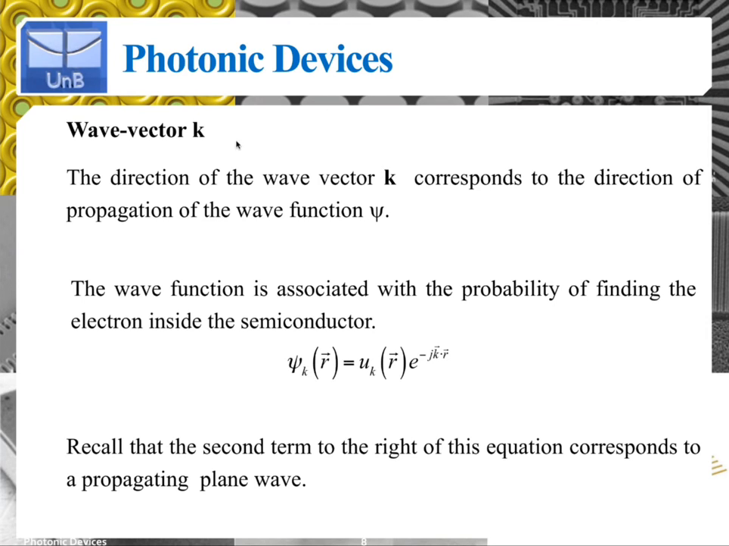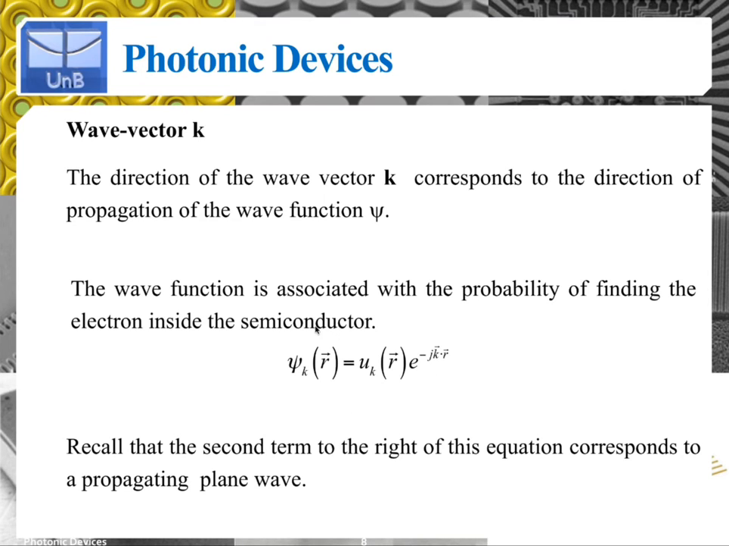What's the wave vector k? Initially we saw the wave vector k as part of the wave function. So the direction of the wave vector k corresponds to the direction of the propagation of the wave function psi. The wave function is associated with the probability of finding the electron. If you take the absolute value of psi and square it, you have the probability density function. It's the function that defines the probability of finding the electron inside the semiconductor.